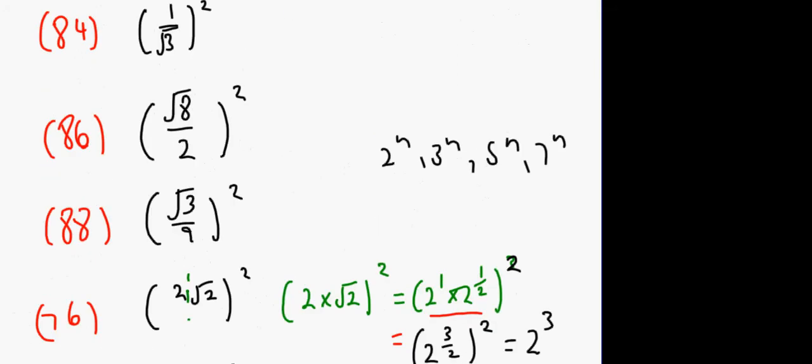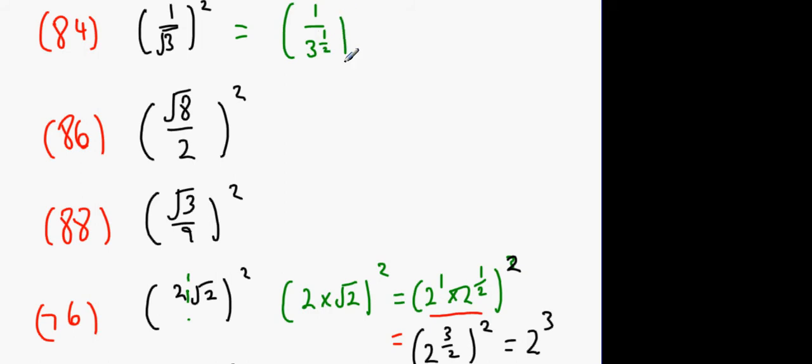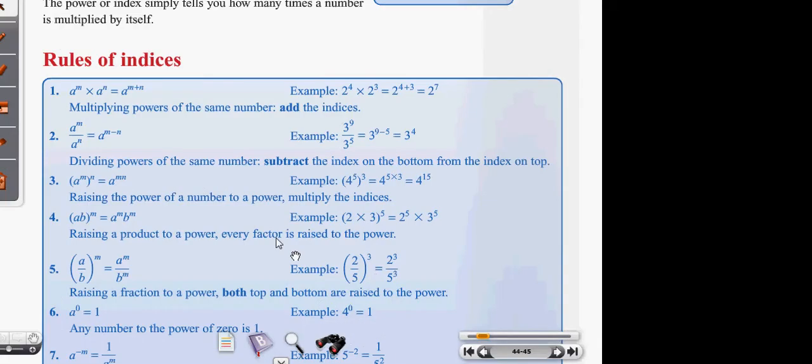For question 84, what we need to do is this. First of all, deal with what's inside the brackets. And what's inside the brackets is the square root of 3. And we can call that 3 to the power of a half, to the power of 2. We now need to find a power that works for this. You go to your rules and ask, where do I have a fraction with a power outside it? And number 5 has a fraction with a power outside it.